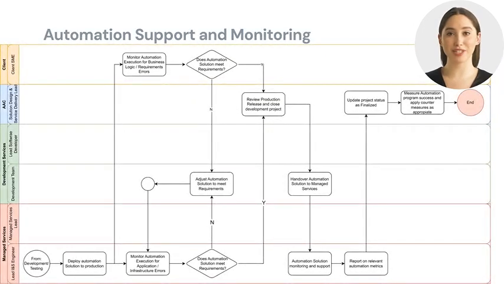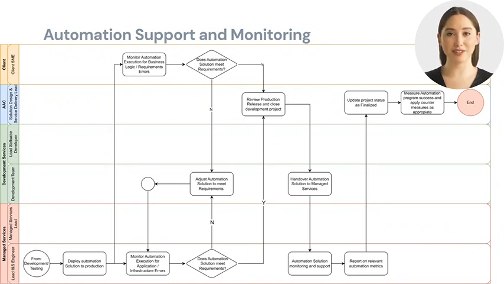Automation support and monitoring. Finally, we reach support. In this phase, the lead infrastructure and support engineer deploys the automation solution to production. Then the execution is monitored for application errors by the engineer and for logic errors by the client subject matter expert. If errors are found, the development team adjusts the automation solution to meet the requirements, and the automation is again monitored for errors. If no errors are found, the solution design and service delivery team reviews the production release and closes the development project.